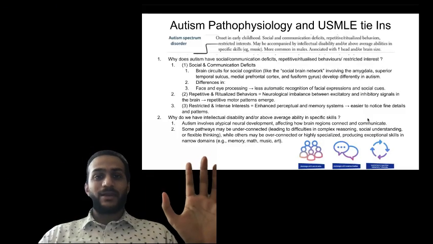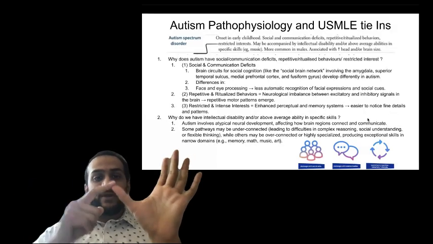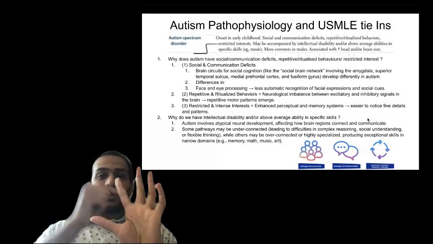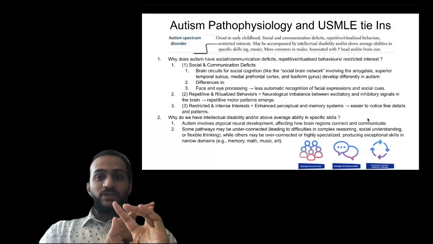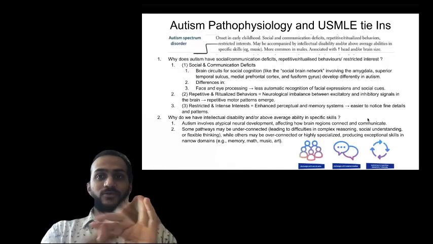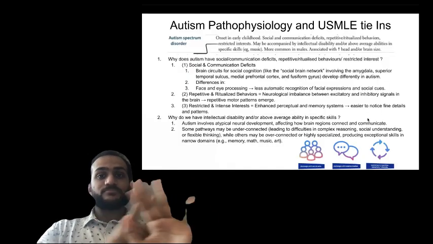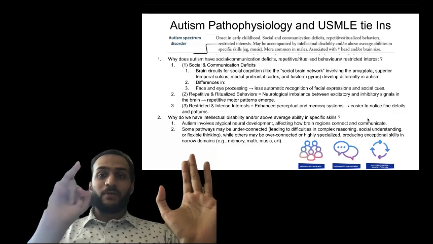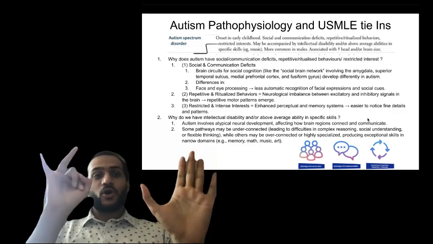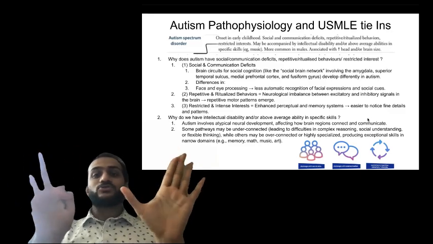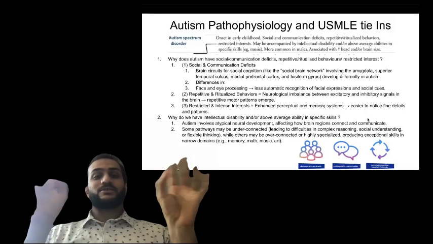So we can see there's probably, I would say, 9 points. Spectrum disorder, that is a spectrum, occurs in childhood. Social communication deficits, repetitive and ritualized behaviors, restricted interests, intellectual disability, above average ability for specific skills, common in males, and associated with increased head or brain size. So we can see there's 9 key points.